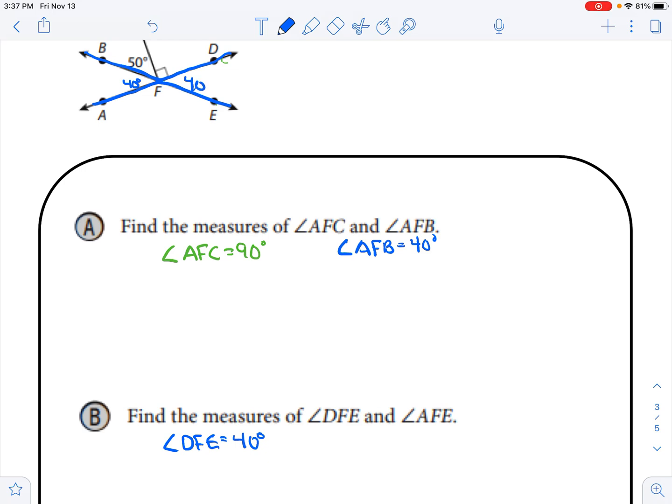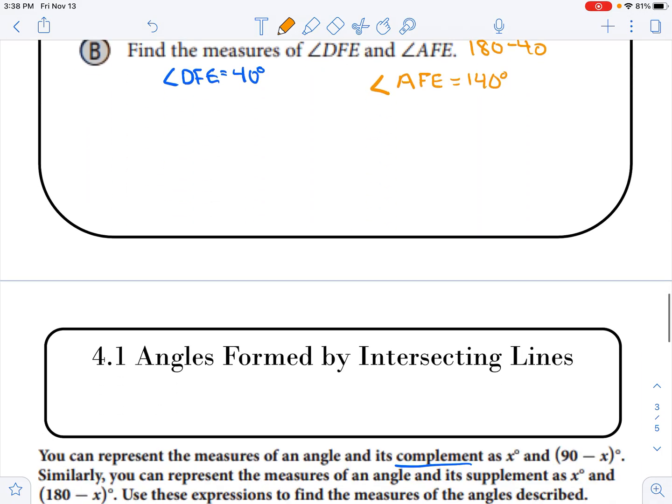All right, so now we got this one. This is 40 degrees. So then the next thing they say is, what's the measure of AFE? A to F to E. Well, if I look at this angle, AFE, and this angle, what do they form? They form a linear pair. So AFE would equal 180 minus 40. So angle AFE is equal to 140 degrees.